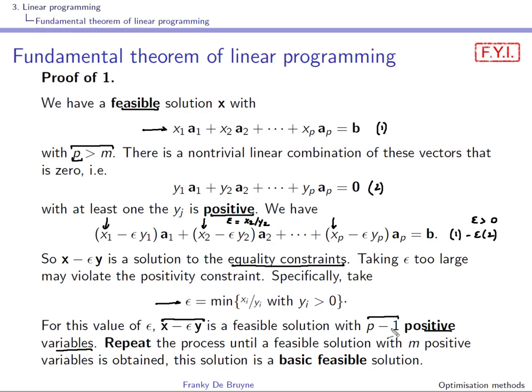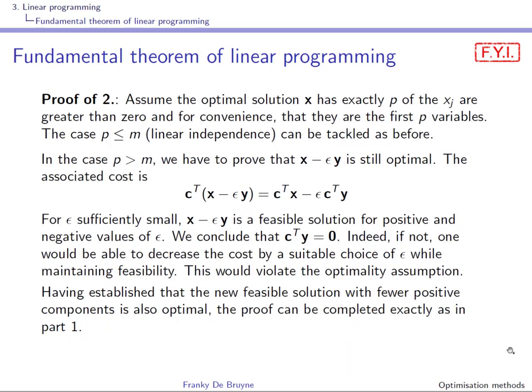If p minus 1 is still larger than m, we'll have to repeat this process until we find a feasible solution with m positive variables, and this solution is then a basic feasible solution. This completes the proof, and we have shown that when we start from a feasible solution x, it is always possible to find a basic feasible solution.